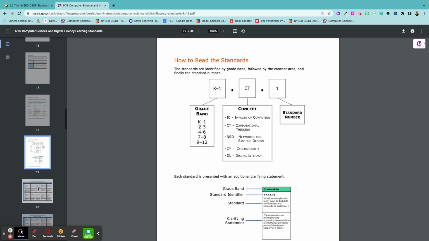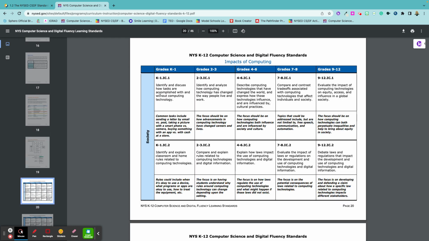So if I scroll down to page 20, you're going to see that you have the standards across the top. You see the sub-concept down the left, and then you're going to see the standard and the clarifying statement in each of the boxes. Since we're focusing on grades 4 through 6, we're going to focus on the section that's right down the center here on your page.